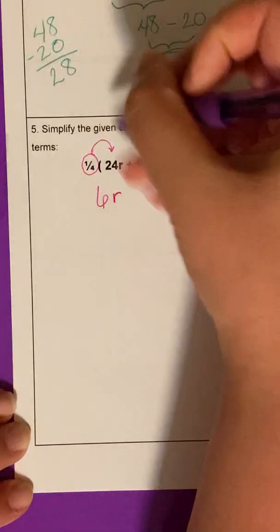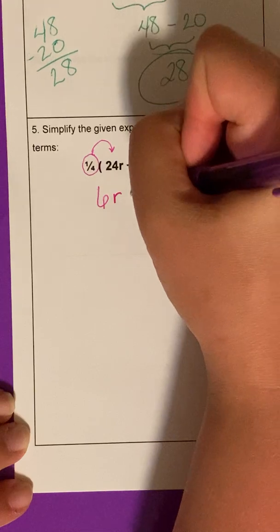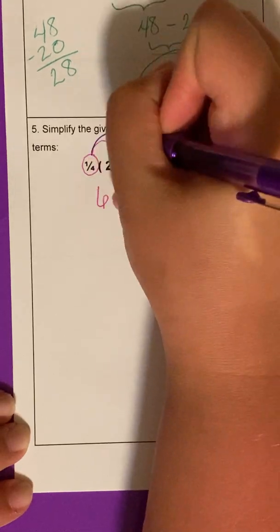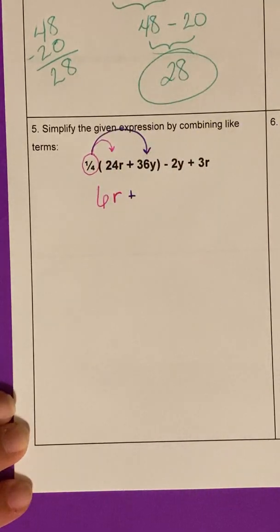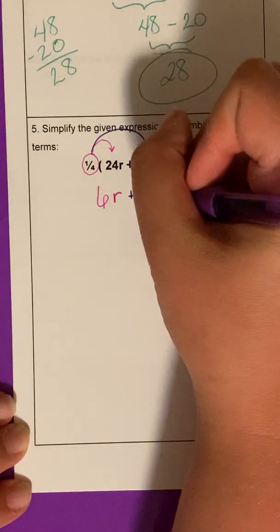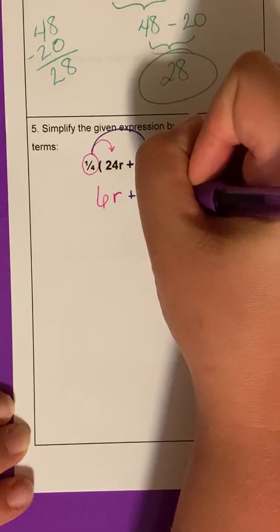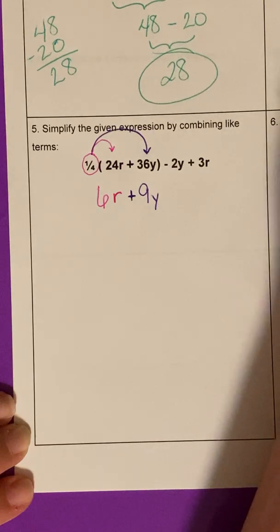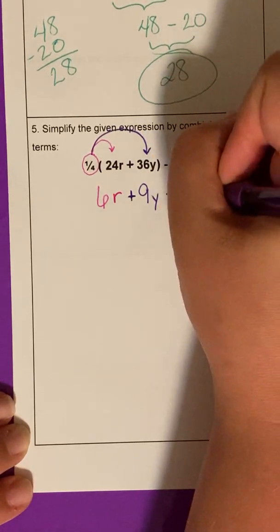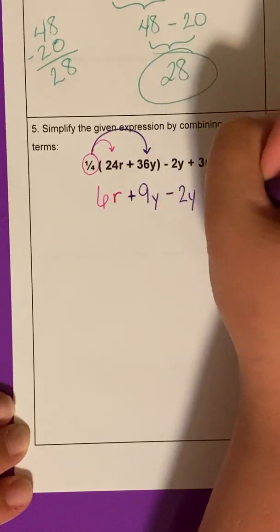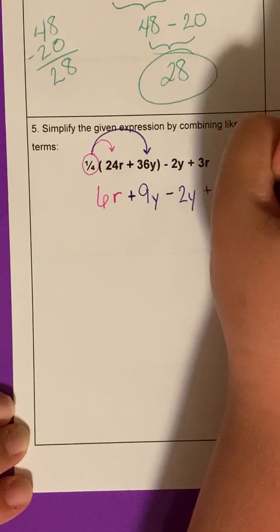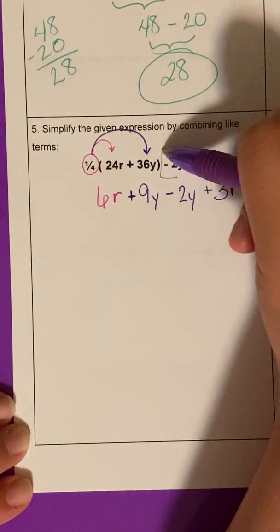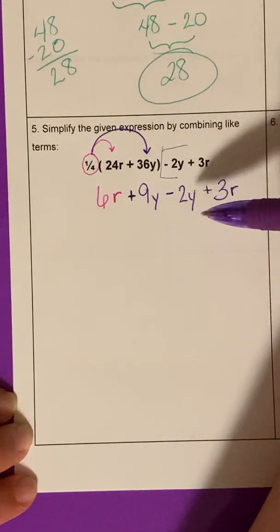Plus, I'm going to keep this here, plus 1/4 of 36y. What times 4 equals 36? Oh, I know, 9 times 4 is 36, so I'm going to have plus 9y. Now that we solved that, I can bring everything else down: minus 2y plus 3r. Because these are not in parentheses, we can just bring them down.